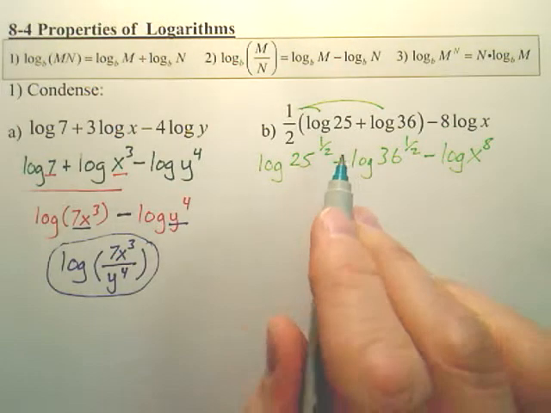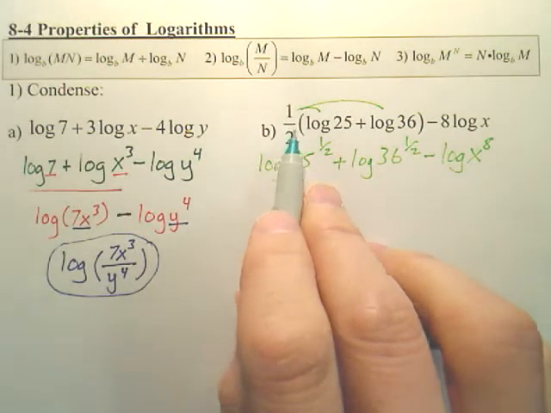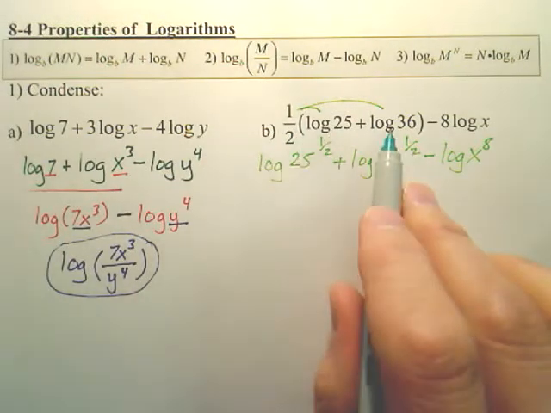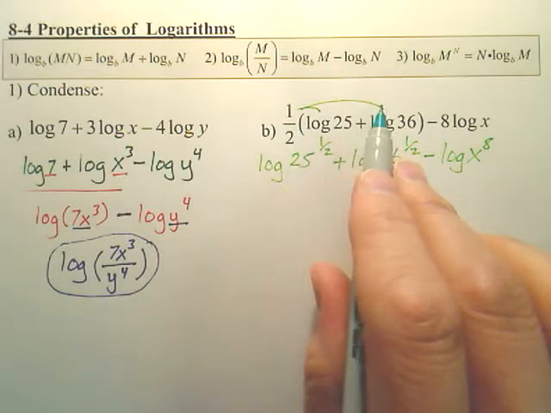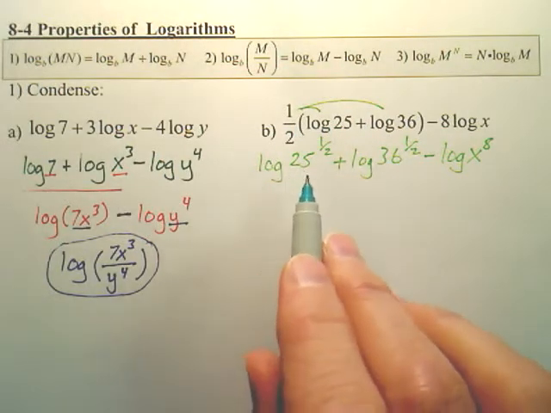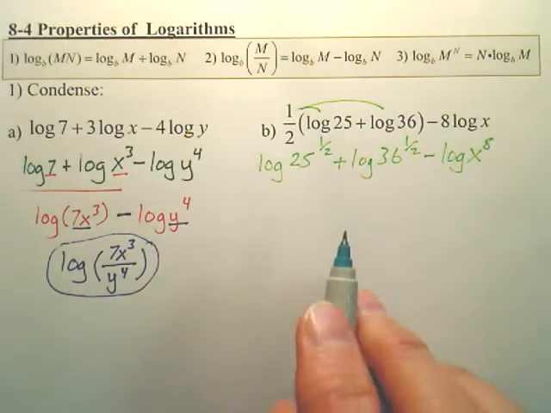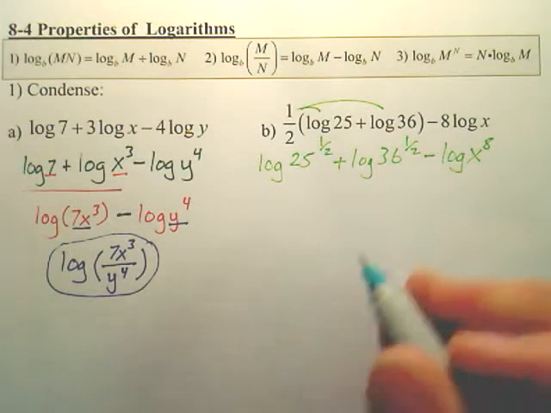Okay, next. It's 1/2 times this and 1/2 times this, and remember anything in front becomes a power. This multiplies, and again I made 2 steps in one. I multiplied it by both pieces, and then I brought it to a power right away. I did 2 steps.